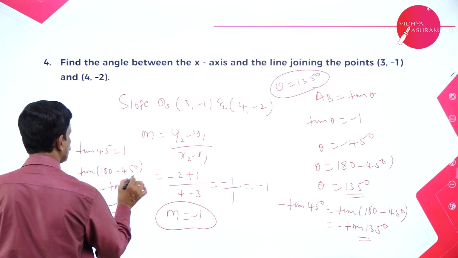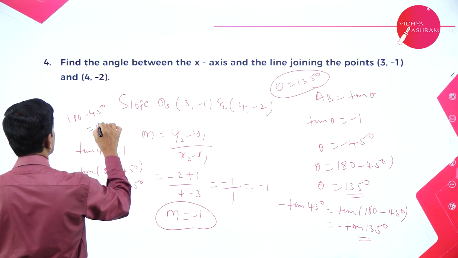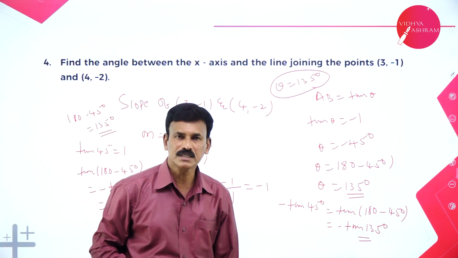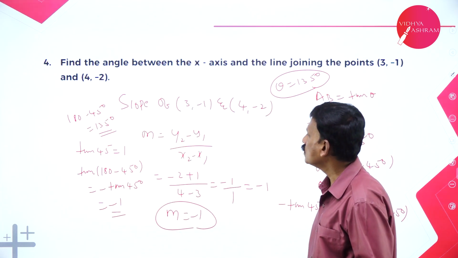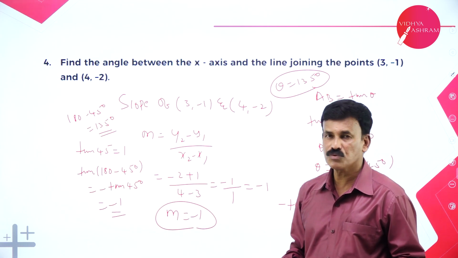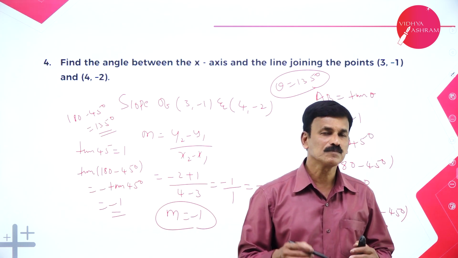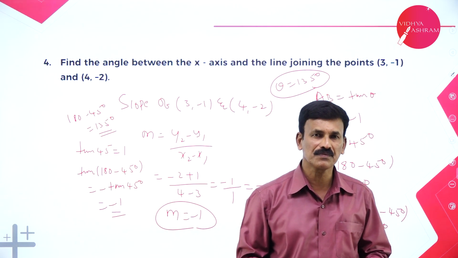That means 180 minus 45, 180 minus 45 is nothing but 135 degrees. So, here theta is equal to 135 degrees. That's it, using allied angles. This is how we are going to solve this problem. Hope you followed. These are a few basic things regarding the straight line definition and the problems on slope or gradient of a straight line.